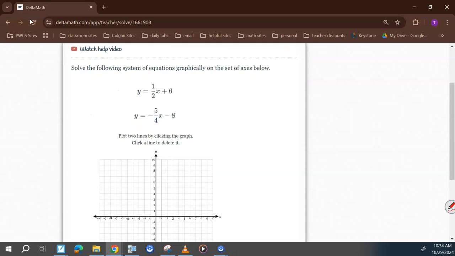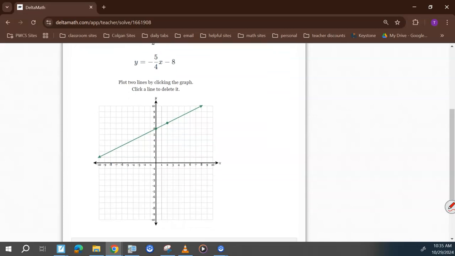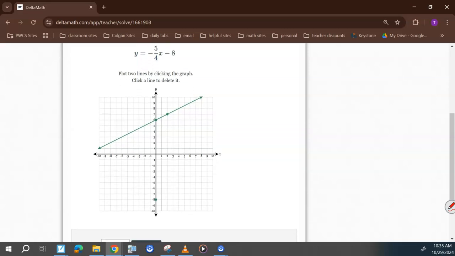We're going to start at the y-intercept, so 6, plot a point there. And then the slope for this one is positive 1 over 2, so I can go up 1 to the right 2, and it should graph that line for me. And then I can do the other one. Negative 8 is my y-intercept, so I'll plot a point there. And then my slope is negative 5/4. So if I go up 5 and to the left 4 and plot that point, it should graph my other line.